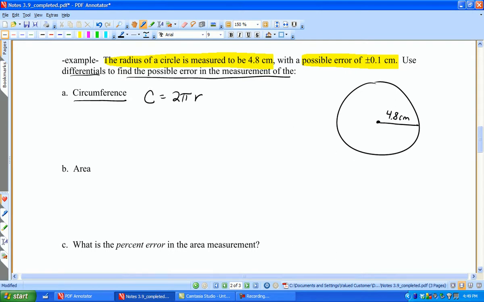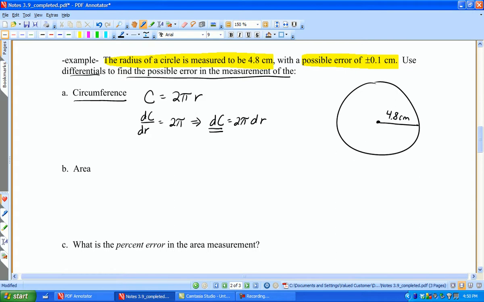We're going to get the differential form of this. Now, normally if I took the derivative of c, it would be with respect to r. So it would be dc/dr. And that would just simply be 2 pi because 2 pi is a constant and the derivative of r is 1. In differential form, that would be dc equals 2 pi dr.